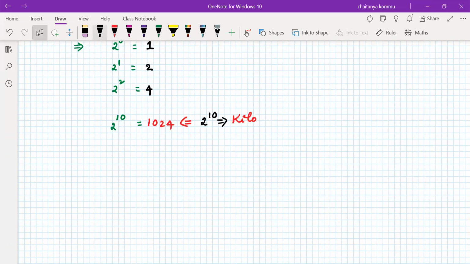Similarly, 2 power 20 is some value you can find from your calculator. We can call it mega.